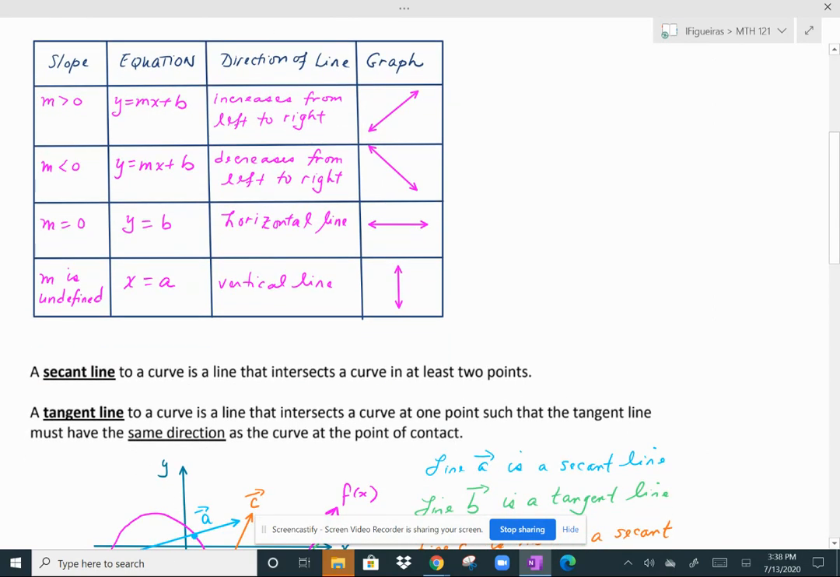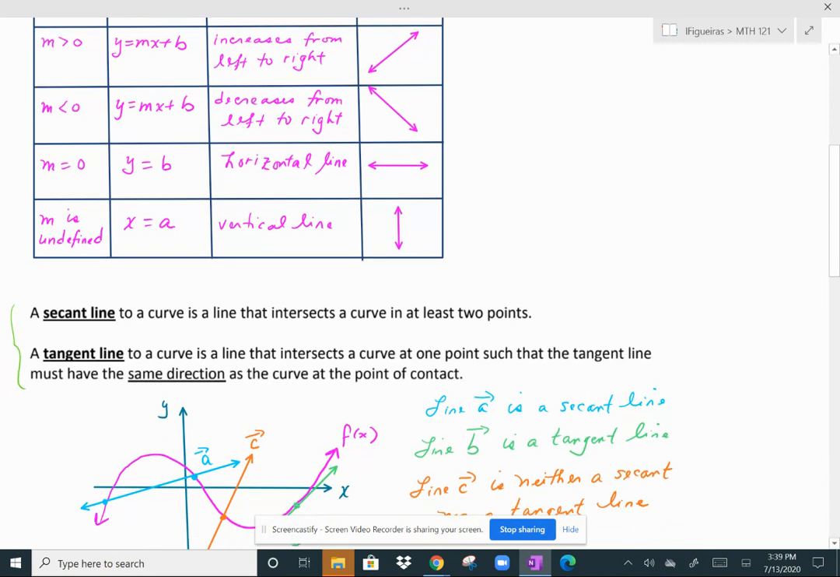Okay, so let's relate this to lines with relationship to a graph. So we have something called a secant line and something called a tangent line. So a secant line to a curve is a line that intersects the curve at least 2 points. And in comparison, a tangent line to a curve is a line that intersects a curve at one point where the tangent line and the curve are actually going in the same direction.